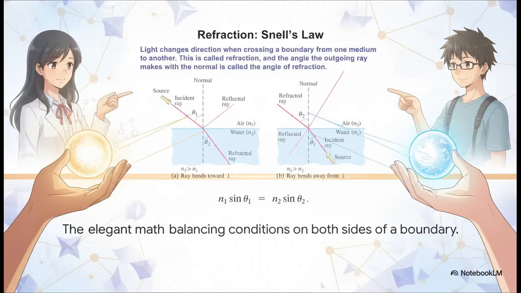And this beautifully illustrates Snell's law. When you look at the equation, you can see how it perfectly balances the conditions on both sides of a boundary. On the left side, you've got the refractive index of your starting material, say air, multiplied by the sine of the angle at which the light hits the boundary. Then, on the right side, you've got the exact same variables, but for your new material, like water or our plastic trapezoid. If the index n goes up on the right side, the angle theta absolutely has to go down to keep the whole equation perfectly balanced.